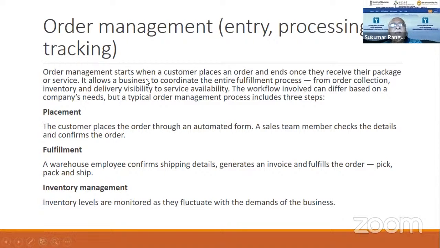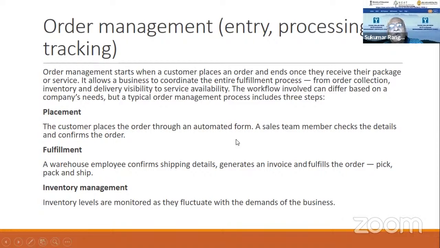So it starts from the time when the customer places an order and ends once they receive their package or service at their point of receipt, whichever it be. It could be when you go to a hotel, or to your hospital, or you receive the goods at home. It allows a business to coordinate the entire fulfillment process from order collection, inventory and delivery visibility to service availability. The workflow involved can differ based on the company's needs, but a typical order management process includes 3 steps.